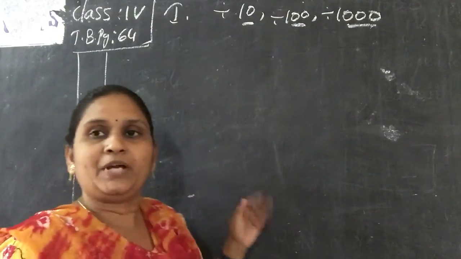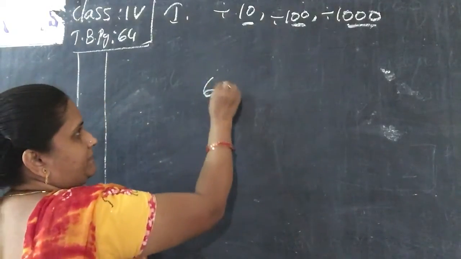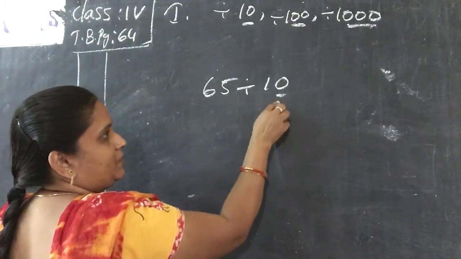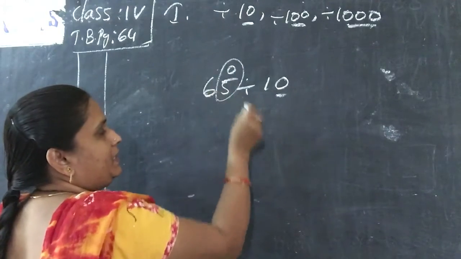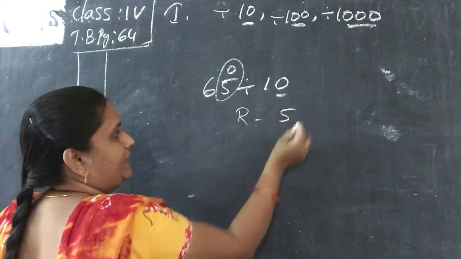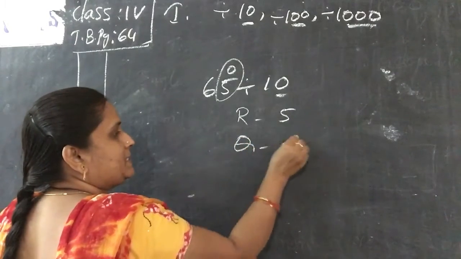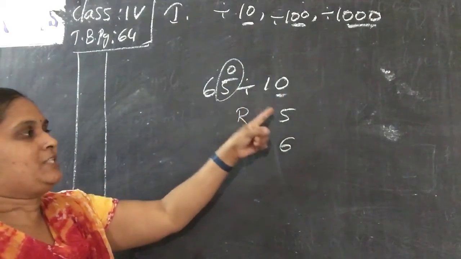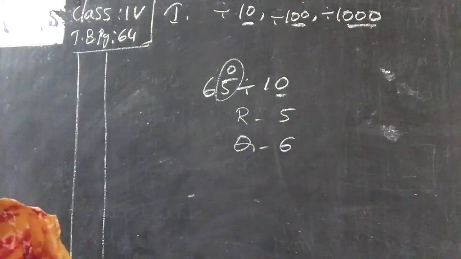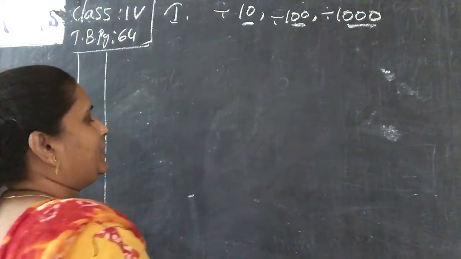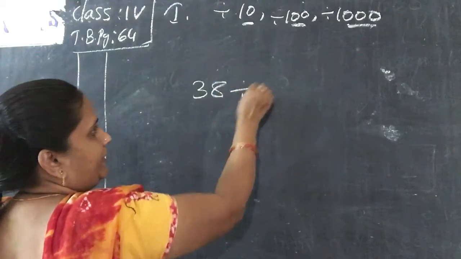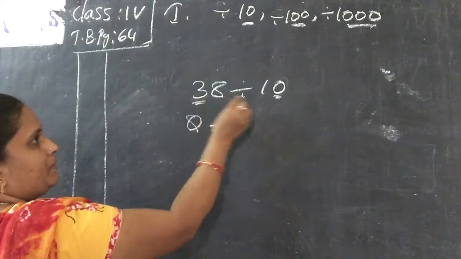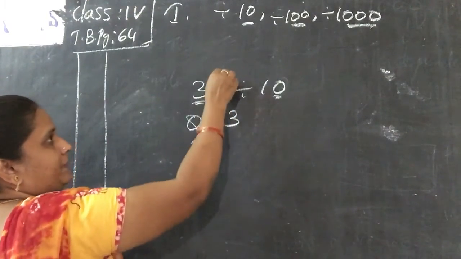See for example, if you are dividing 65 by 10, how many zeros are there? 1 zero. So the number in the ones place will be the remainder and the tens place number will be the quotient. Got it? One more example: 38 divided by 10. In the ones place, 1 zero, so the quotient will be 3 and the remainder will be the ones place number, 8.